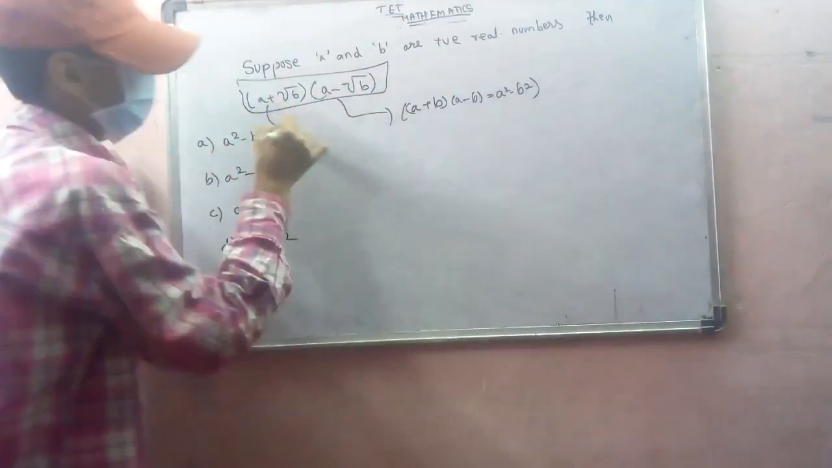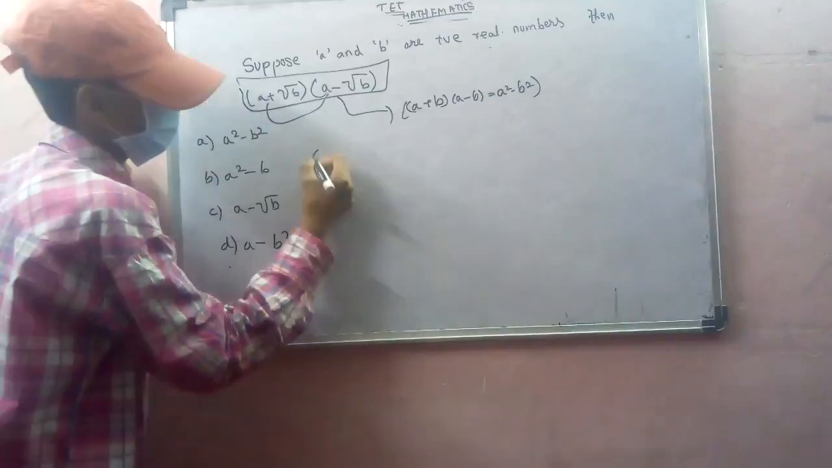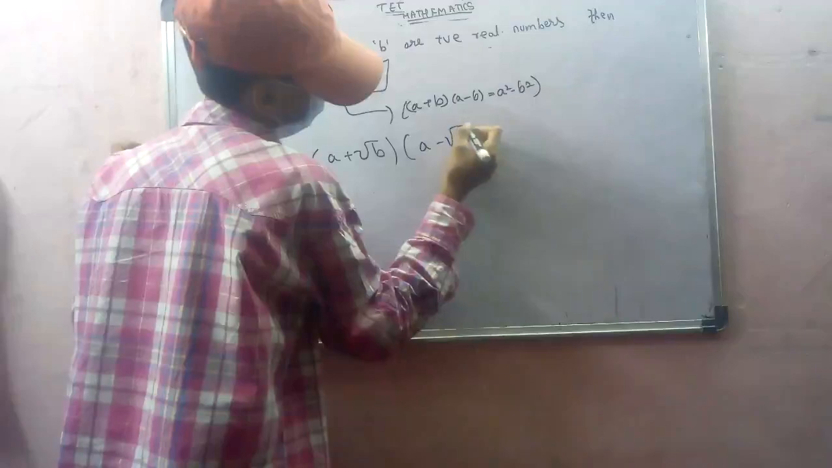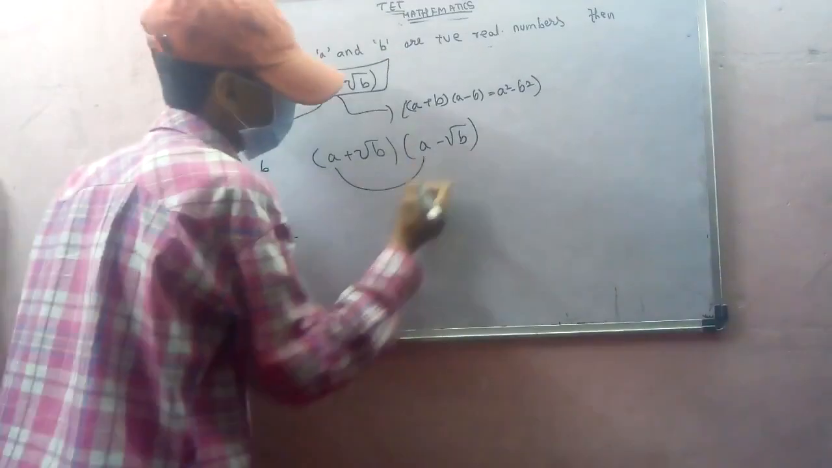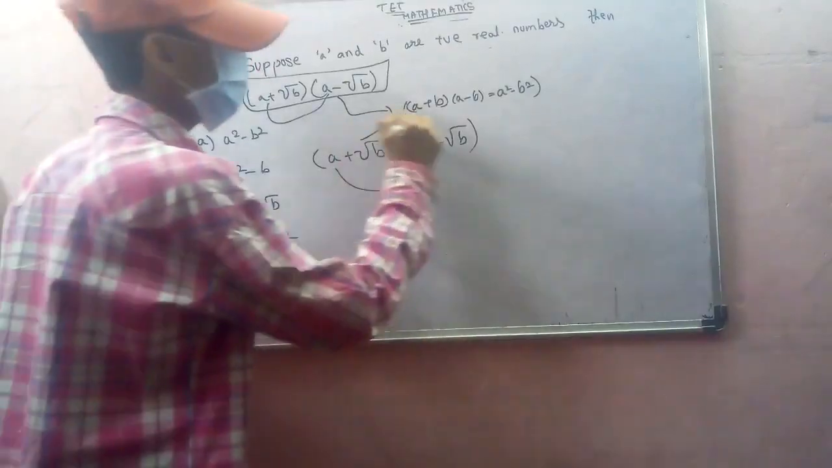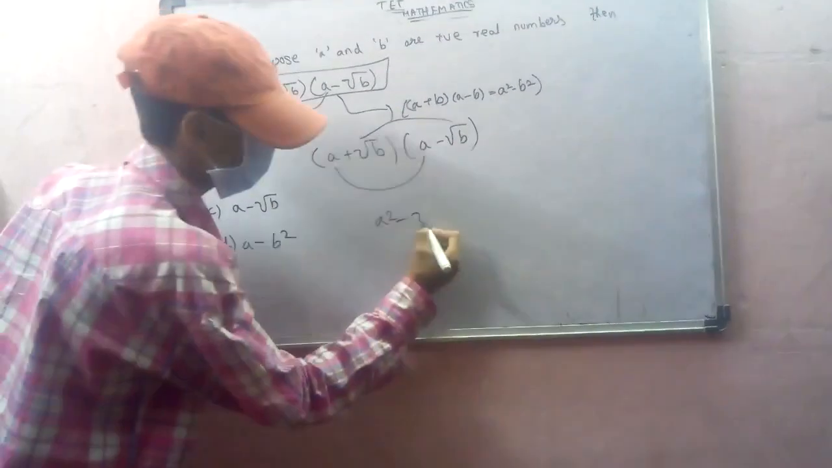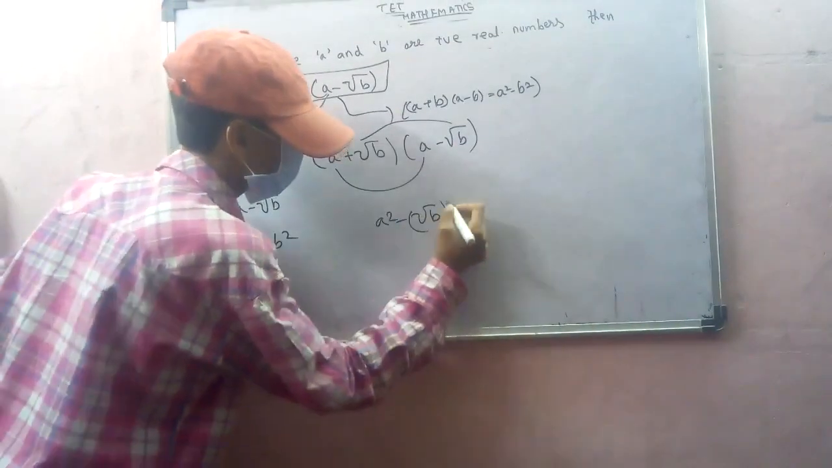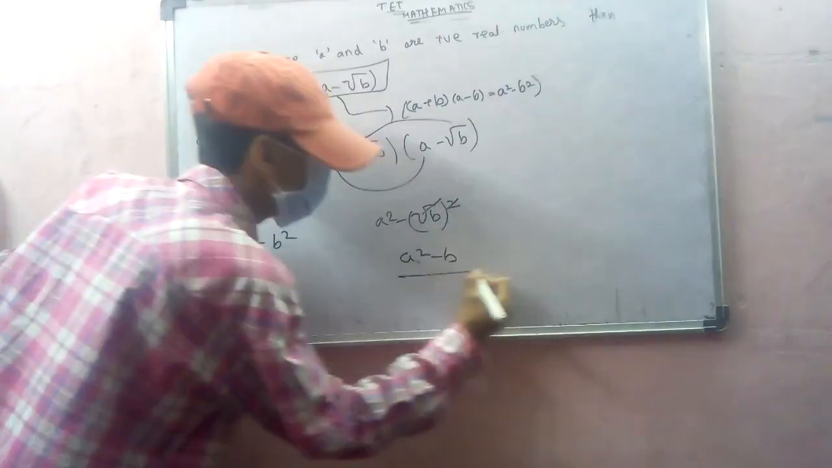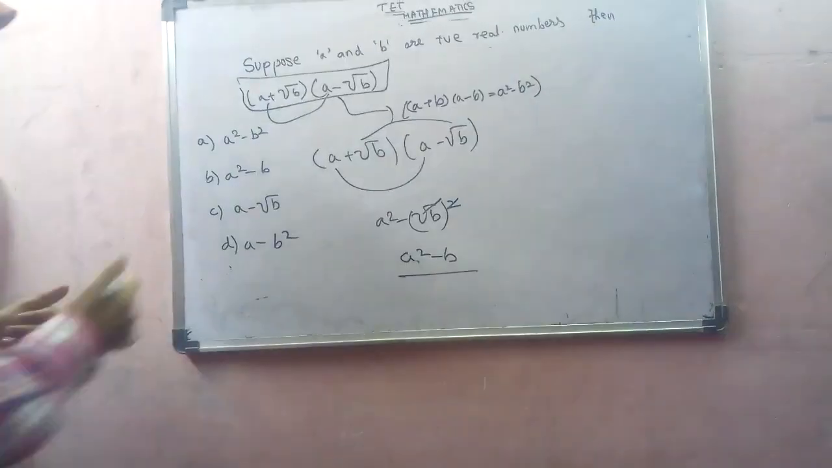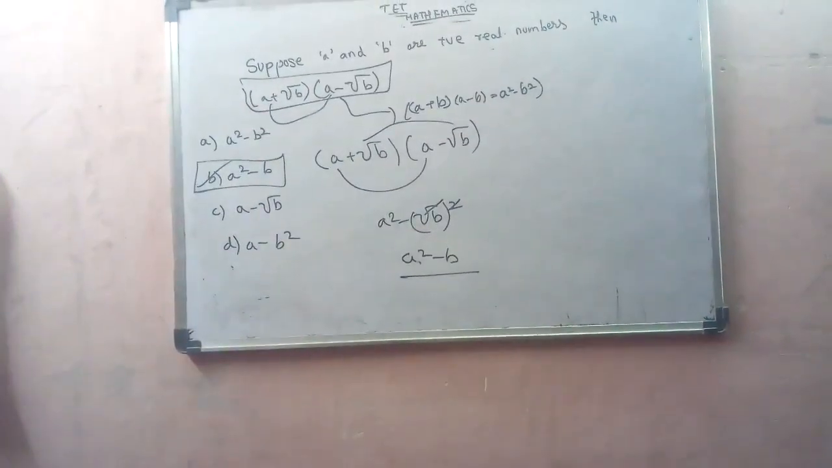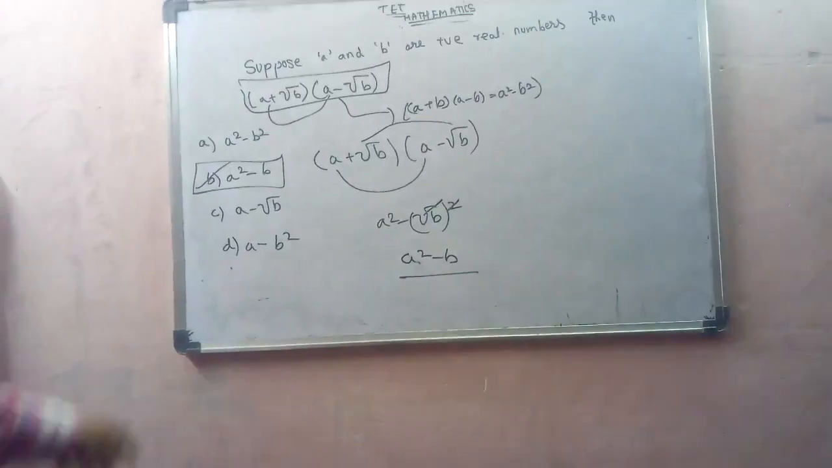Multiply this. First I am writing here (a plus root b)(a minus root b). A into a is a square, minus root b into root b. You will get root b whole square, and the square and root cancel. You will get a square minus b. Which option? Again option B. The correct answer is option number B, a square minus b.